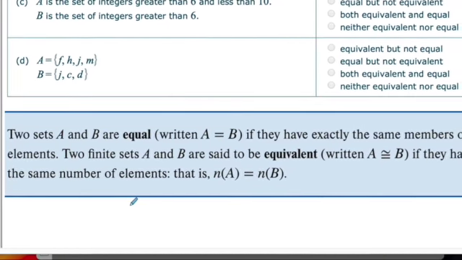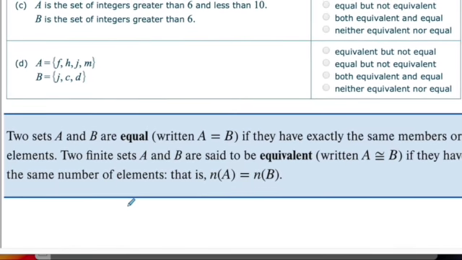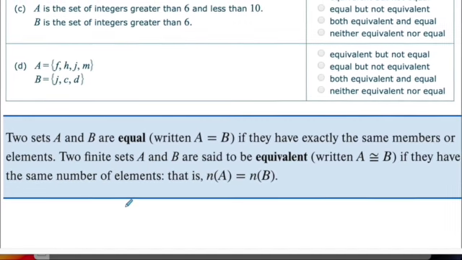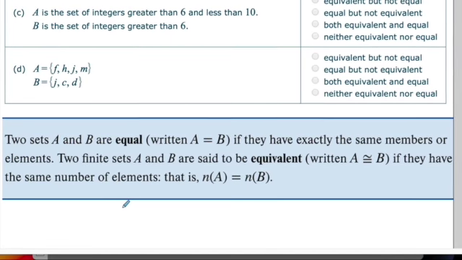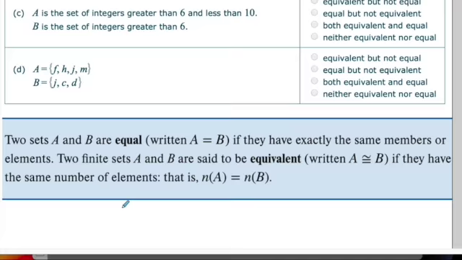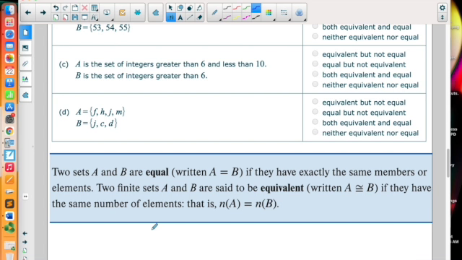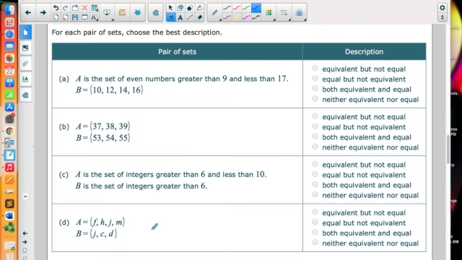Now, they're equivalent, which you would think equal and equivalent are the same in our world, but nope, not in the world of sets. Equivalent means that they've got the same number of elements. So one set A could be ABC, and set B could be 1, 2, 3, and they both have 3 elements, so they're equivalent. So let's investigate these 4 examples.